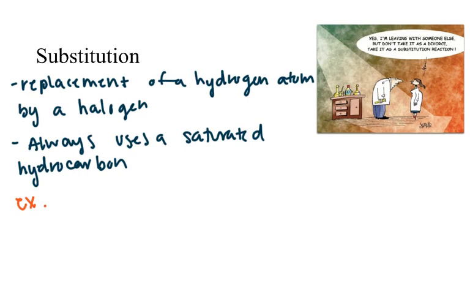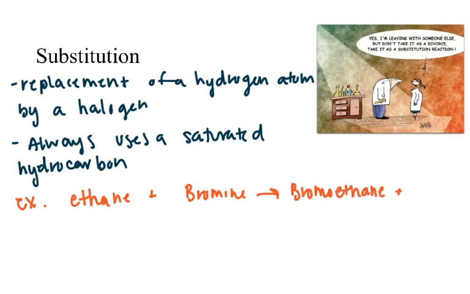We're going to look at the example between ethane reacting with bromine. And this is going to give us bromoethane and hydrogen monobromide. So let's look at these. So ethane, C2H6, I'm not going to draw my H's for sake of time, plus bromine.